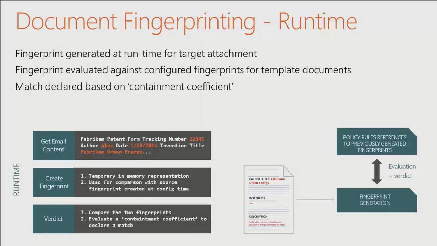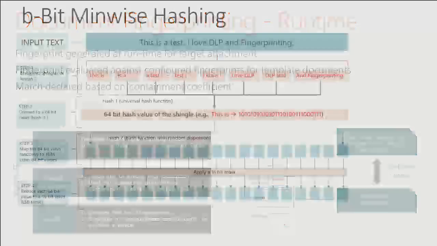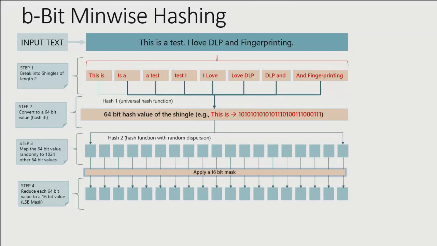And that match is really based on the containment coefficient. What that really means is we're looking for how much of the original template still remains in the file that's in the system. And that's basically how fingerprinting works. I've included this slide for details of the algorithm. I won't walk through this, but if you're interested, you can pick up the title of this, do a Bing search on it, and you will find an article from Microsoft Research that will give you a little bit more details of how that's done.